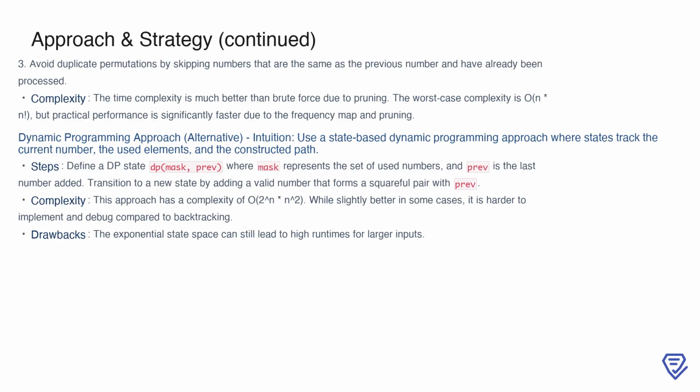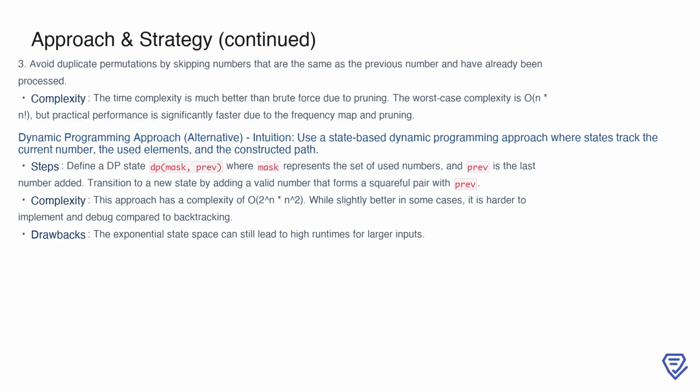A frequency map is also essential, as it tracks how many times each number in nums can still be used. This helps us manage counts effectively and ensures correctness. The time complexity of this approach is much better than brute force because of the pruning. While the worst-case complexity is still O(n!), the actual runtime is significantly faster in practice due to the frequency map and the early elimination of invalid paths.